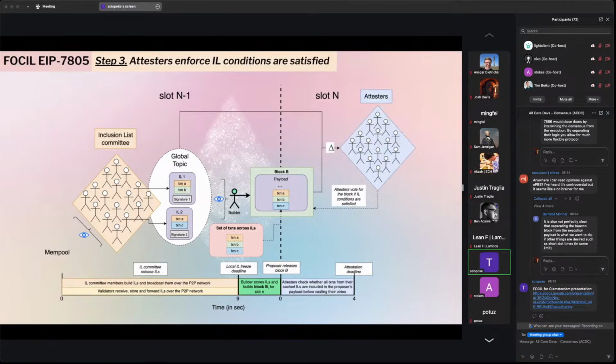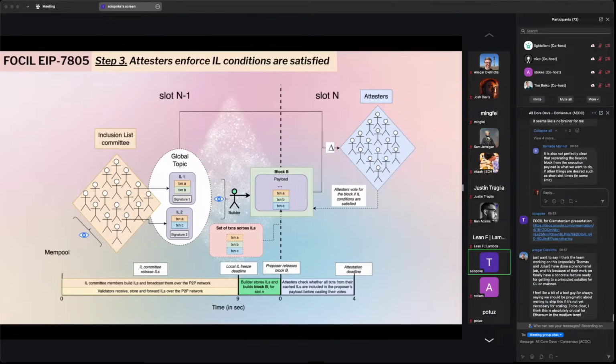And the last step is the enforcement step. Attesters also take the union of transactions from the inclusion lists they stored according to their local view until the view freeze deadline. And they check whether all these transactions were actually included in the block's execution payload by the builder. This is where the fork choice enforcement comes from. Attesters will basically only vote for the block if it satisfies inclusion list conditions according to their local view. So that's the mechanism.